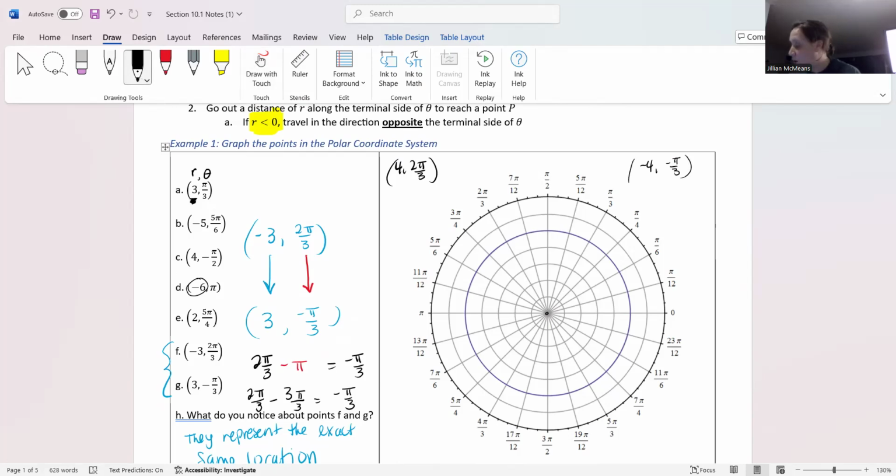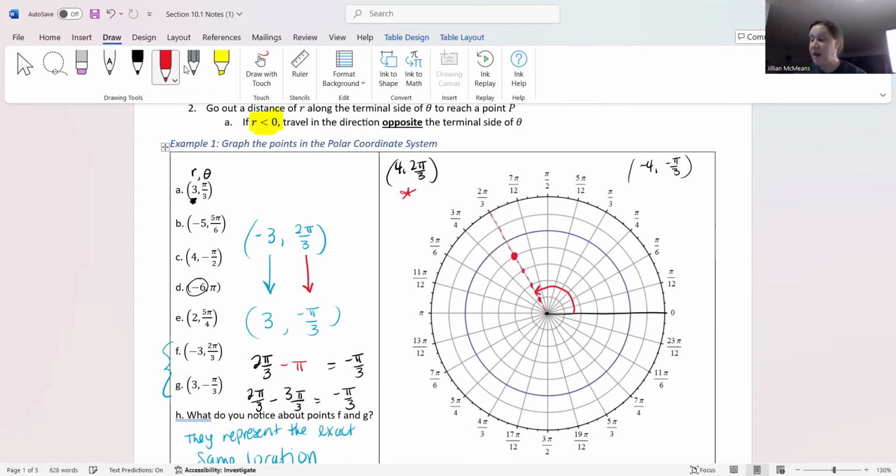We had 4, 2 pi over 3, and we want to verify that -4, negative pi over 3 is the same exact location. So we've got our pole and our polar axis. Let's do the first point in red. From here, we measure out 2 pi over 3 radians, which puts us right along this terminal side. Since r is positive, we measure out 4 units on the terminal side: 1, 2, 3, 4.